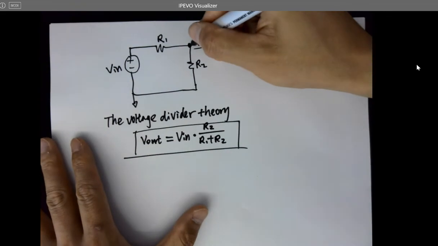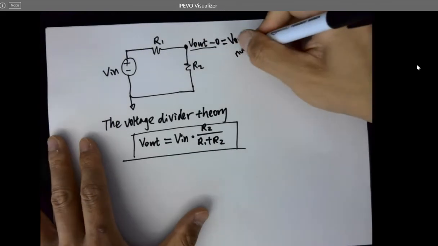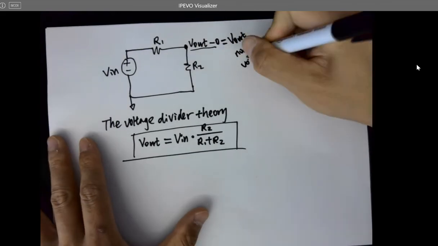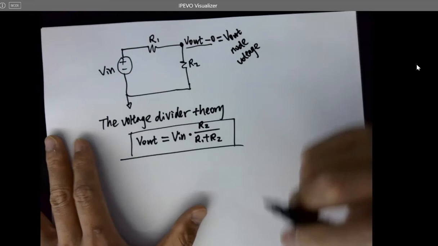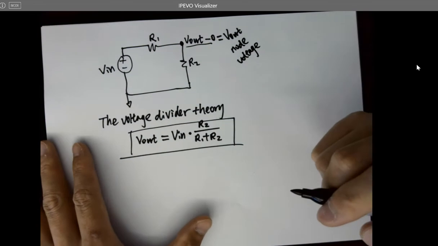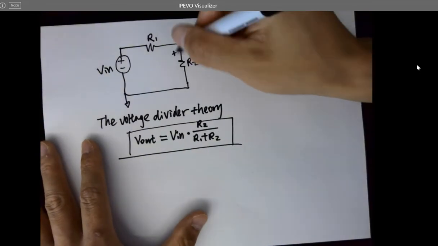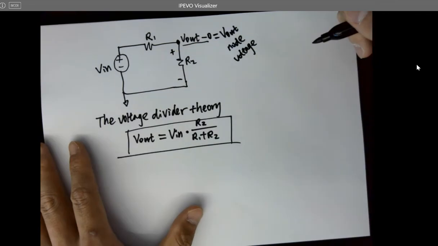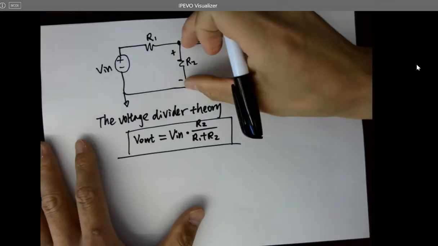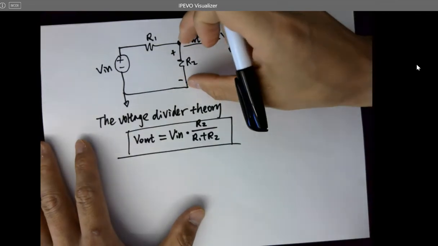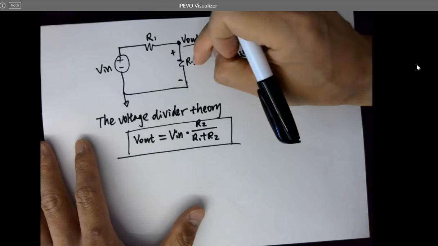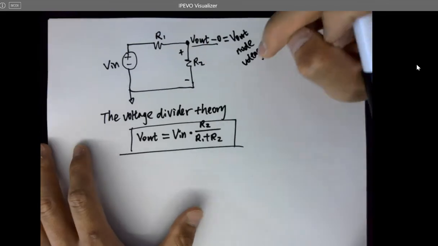VL at this point, it's a node voltage. But also, it's a voltage across the resistor as well. So it's a voltage drop. VL is the voltage dropped onto this R2. Is that right?